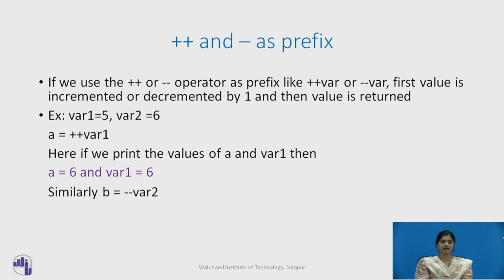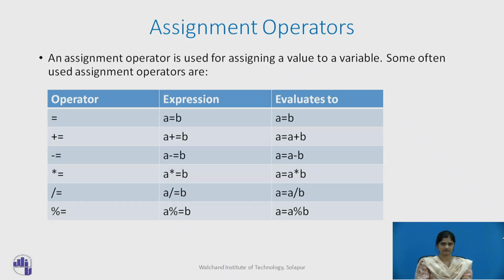Similarly, if we are using the decrement operator, b equal to minus minus var2, again students can pause the video and write down the answer for this. First the value of var2 will be decremented, so it will become 5 and then it will be given to b. So b is equal to 5 and again var2 is equal to 5.